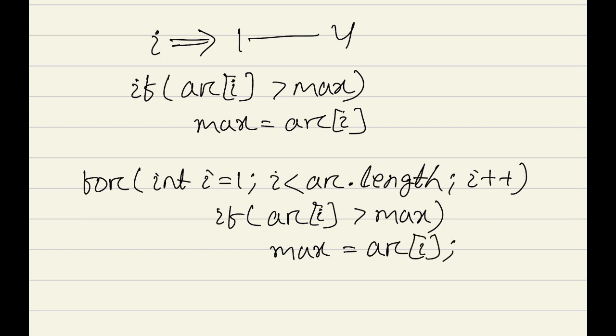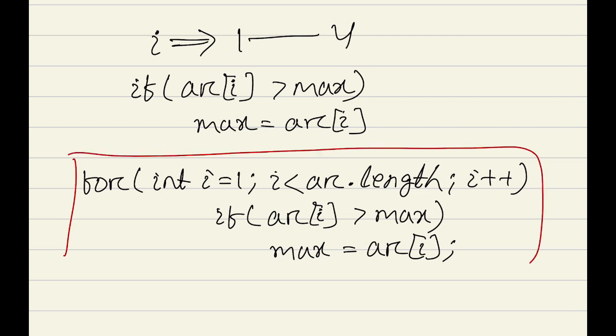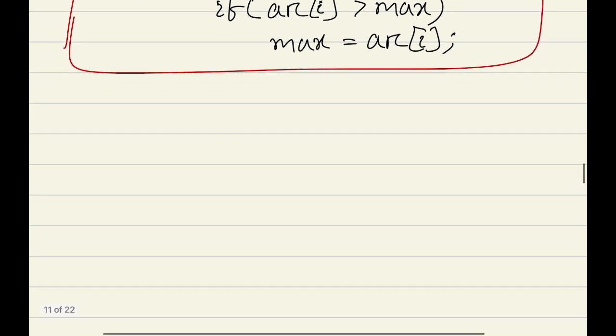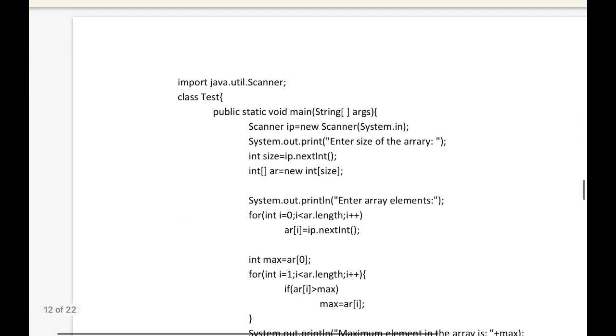So this is the code, and here, before this, consider that maximum equals arr[0]. So we are considering maximum equals arr[0], and for the rest of the elements we are comparing the elements with max. So here you can see the complete program.